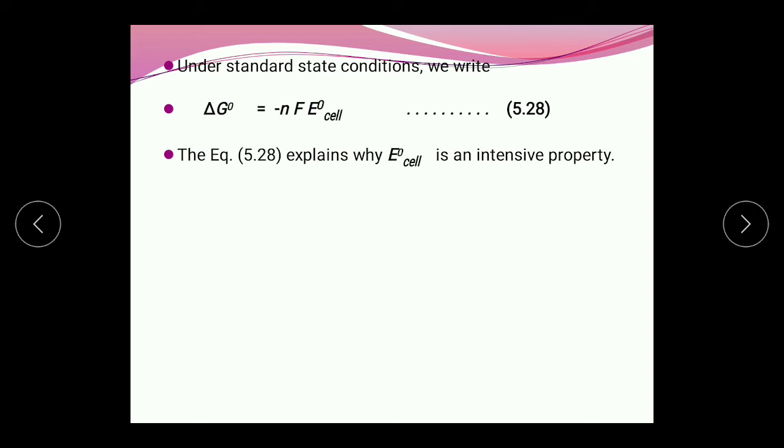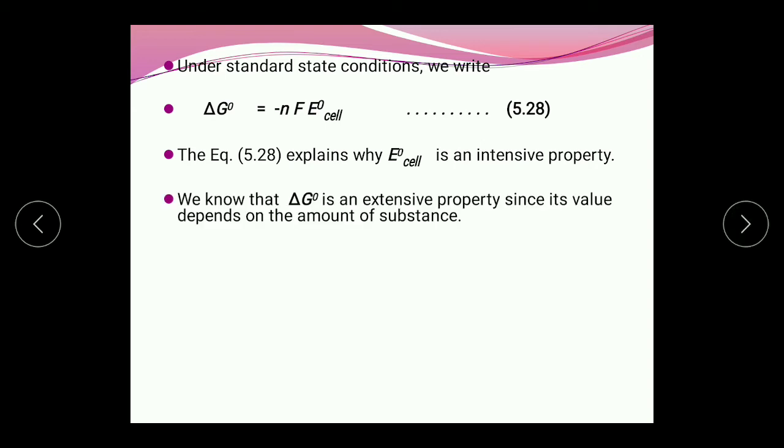How? The property whose value depends on the amount of substance is called an extensive property. And if the value does not change when we change the amount of substance, then it is called an intensive property because it is independent of the amount of substance. So, E0 cell is an intensive property. We will prove that from delta G0 itself.